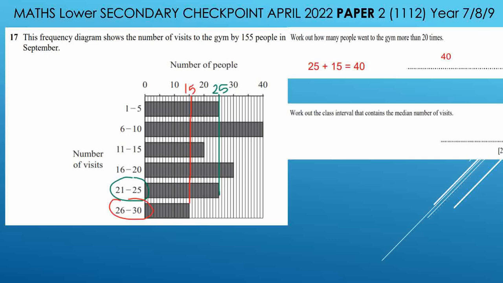Pause this if you still need more time. Now let's see the answer. The answer is number of visits 11 to 15.